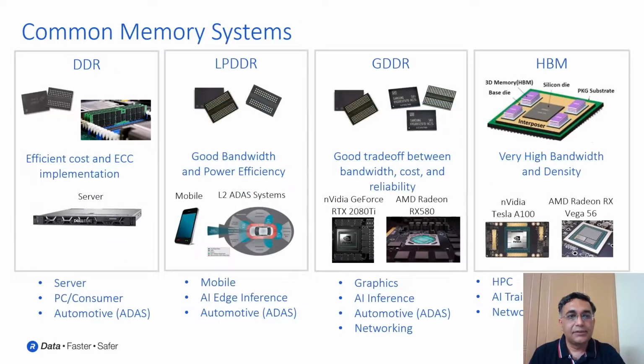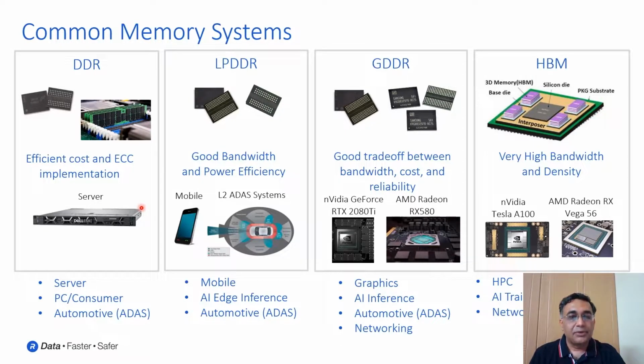In this slide, we will discuss the common memory systems. Let's start with the DDR. DDR has been used for a long while, and it is the most prevalent memory system. You would have seen its usage in servers, PCs, laptops. It has also been used in automotive extensively. It is very cost efficient, and also you can increase the memory capacity by adding more slots. So this provides that flexibility.